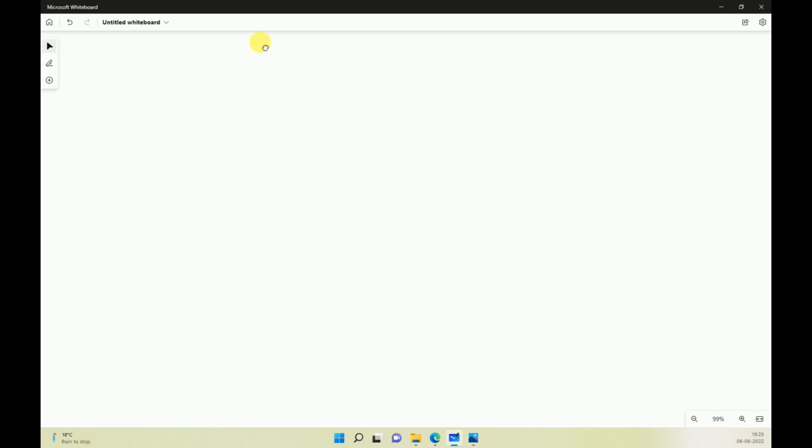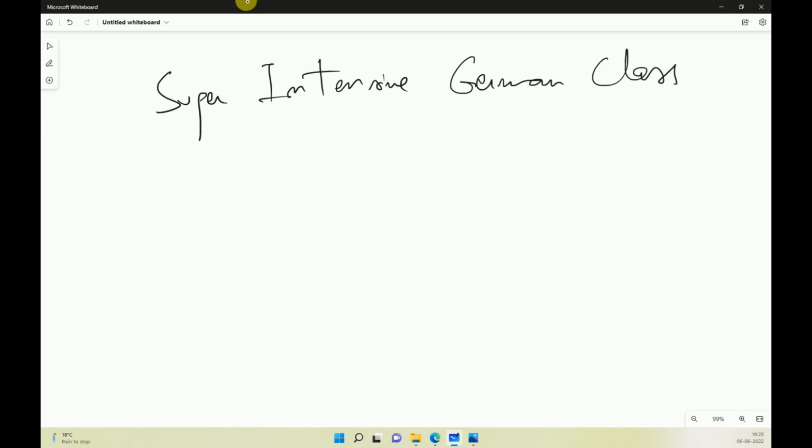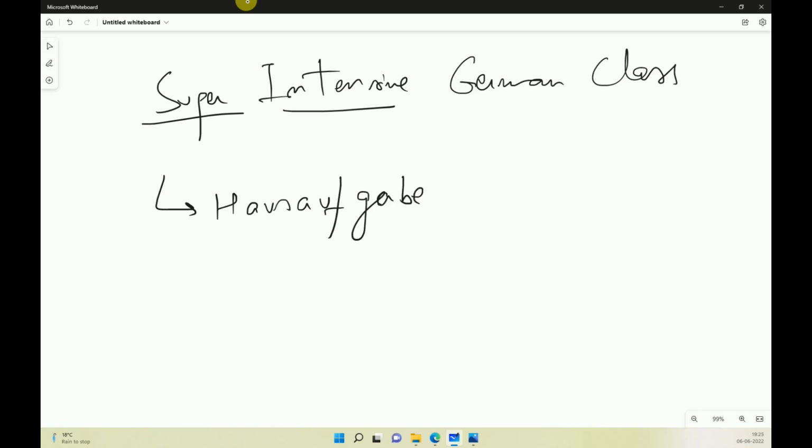One small announcement that I would like to tell you, people, is that we are doing a super intensive German class. Now, because it is super intensive, I have to give you some homework as well. Now, this homework, House of Gaben, absolutely right, House of Gaben. I'm giving you a guideline for future classes as well. This House of Gaben is 25 points homework. Right now, what is this 25 points?